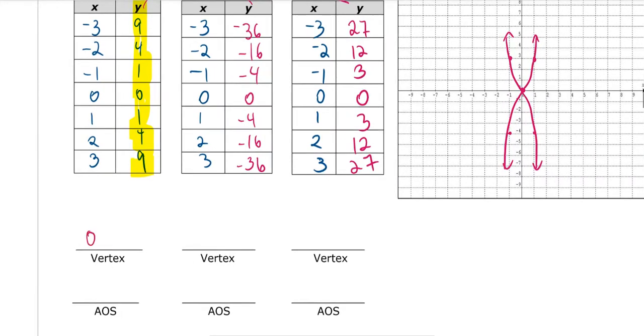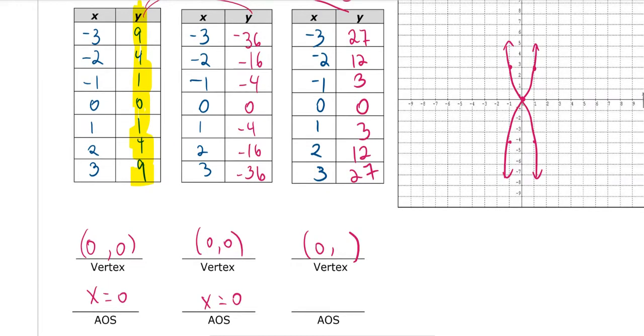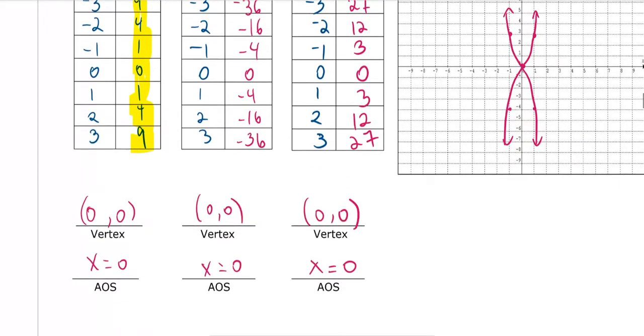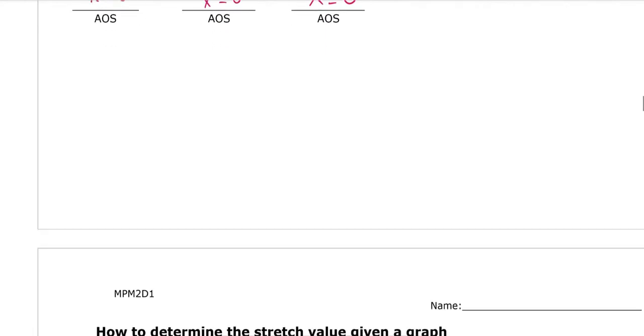Vertex for all of these are still 0, 0. And the axis of symmetry is equal to 0. So the a value does not affect the axis of symmetry, nor does it affect the vertex unless there is another h and k transformation.